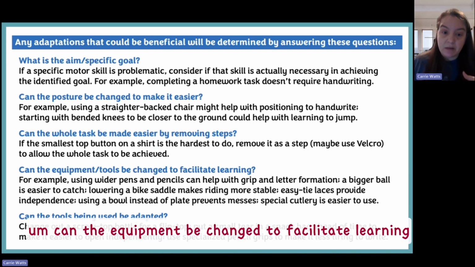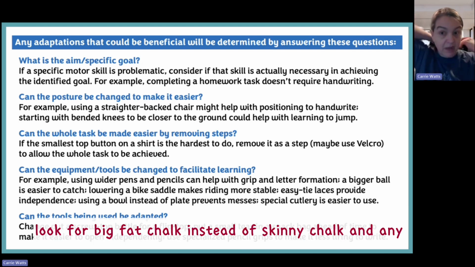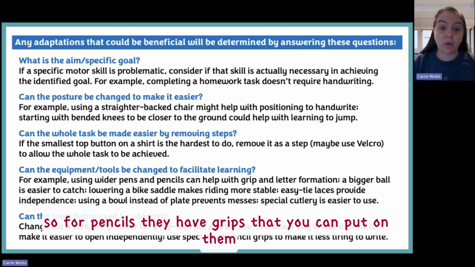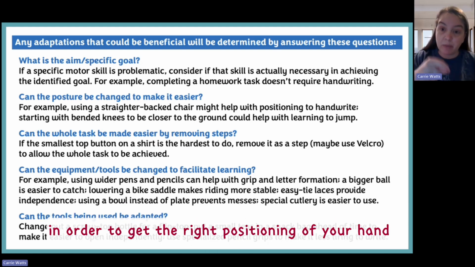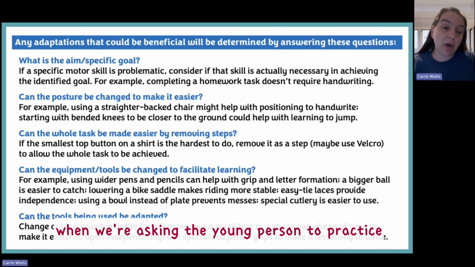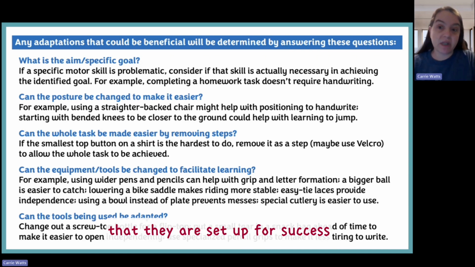Can the equipment be changed to facilitate learning? So can we use wider pens? Can we look for big fat chalk instead of skinny chalk? Any stuff like that. And can the tools that we have be adapted rather than having different equipment altogether? So for pencils, they have grips that you can put on them. Maybe that's all you need in order to get the right positioning of your hand. So it's looking at what we can change in order to make sure that when we're asking the young person to practice that skill, the repeating of the skill, that they are set up for success.